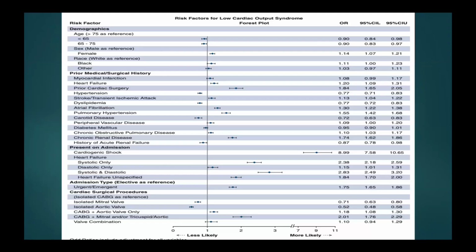These are the usual risk factors for low cardiac output syndrome. As we can see, patients who have had a prior cardiac surgery are at an increased risk. Also those with pre-existing atrial fibrillation or pulmonary hypertension, patients who have a history of cardiogenic shock preoperatively, and specifically both systolic and diastolic dysfunction, which means a patient with an EF less than 35%, and patients with CABG and valvular surgeries together.